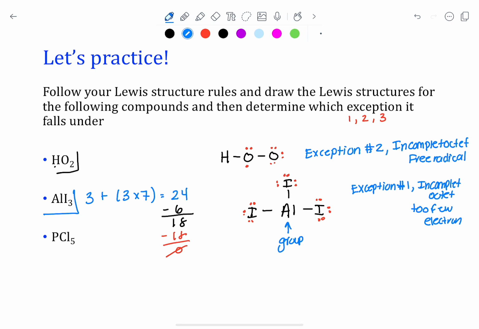And I'm not going to form any multiple bonds because the halogens would prefer not to form double bonds, and group 3 elements don't prefer to form double bonds either. So that could be another rule that you add to your rules of atoms. Boron and aluminum don't like to make double bonds. They like single bonds. They like 3 single bonds and that's it.